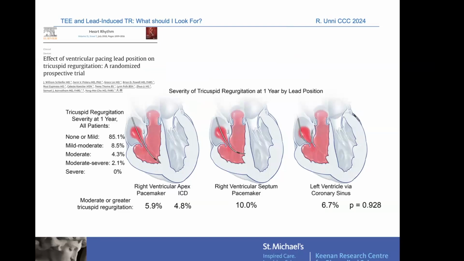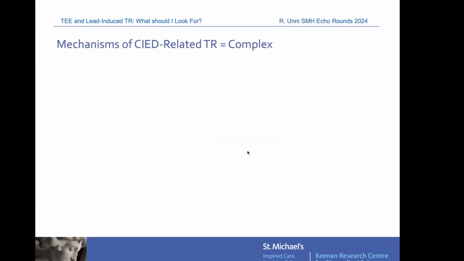There aren't strong risk factors, or at least we haven't identified them yet, in terms of what really puts someone at high risk for developing TR. So, bottom line, more data is needed. The mechanisms, let's talk about the mechanism now.